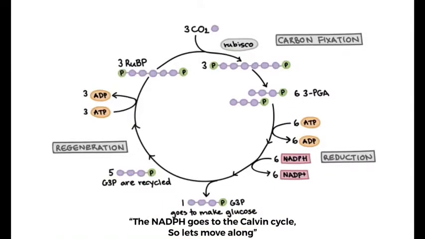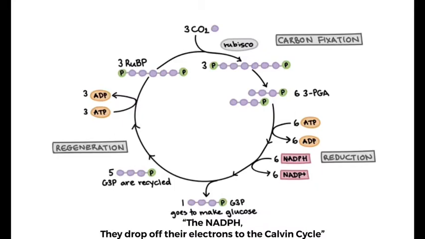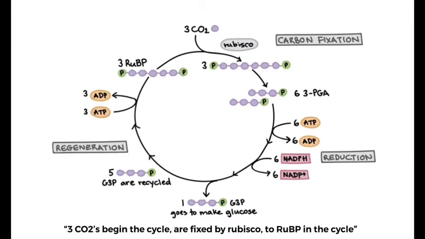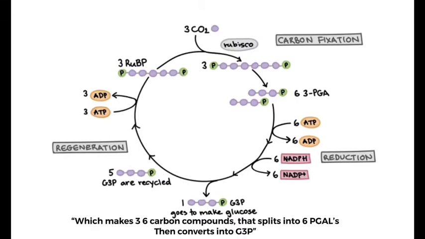Now the NADPH goes to the Calvin cycle, so let's move along. The NADPH drops off its electrons to the Calvin cycle. 3 CO2s begin the cycle and are fixed by Rubisco to RuBP in the cycle, which makes 3 6-carbon compounds and splits into 6 PGAs, then converts into G3P.